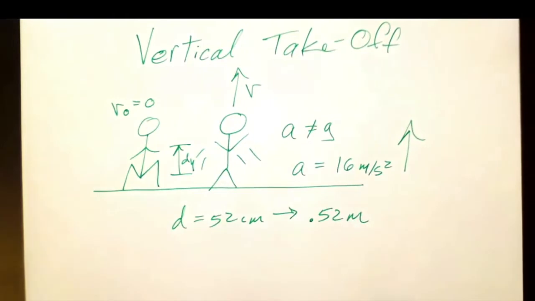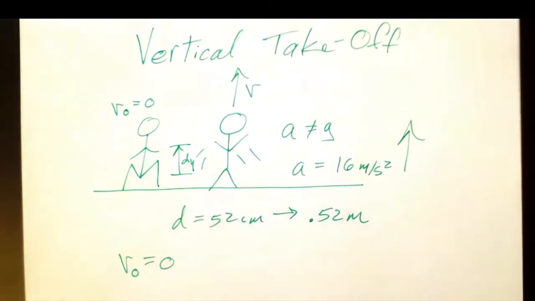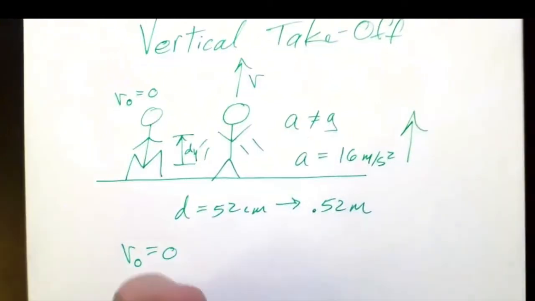Given these conditions, we know that her initial velocity is equal to 0 because every launching projectile must start at 0 before it begins to push off in order to be accelerated into the air. The final velocity is the question, also called the takeoff velocity at the top of the jump. The displacement now in proper SI units is 0.52 meters, and the acceleration is 16 meters per second squared.